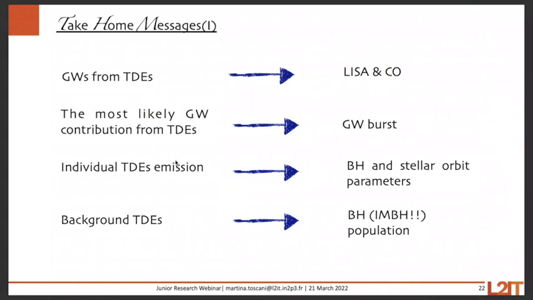From the detection of single tidal disruption events, we can collect information on the massive black hole involved in the disruption, but also on the stellar dynamics. Instead, from the detection of the background associated with tidal disruption events, we can build a population of black holes for the universe.